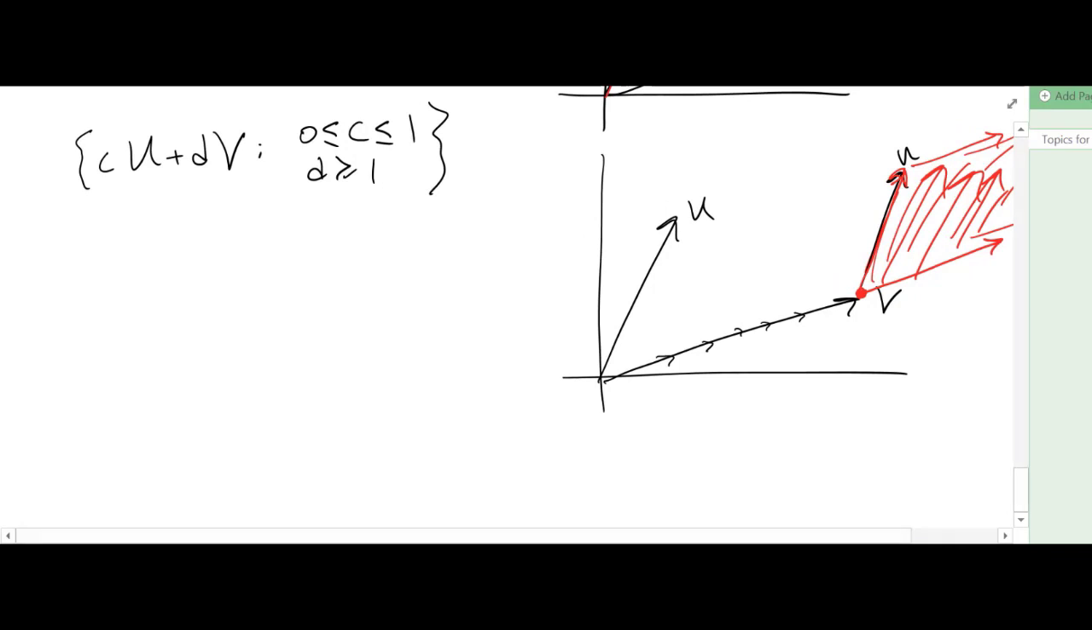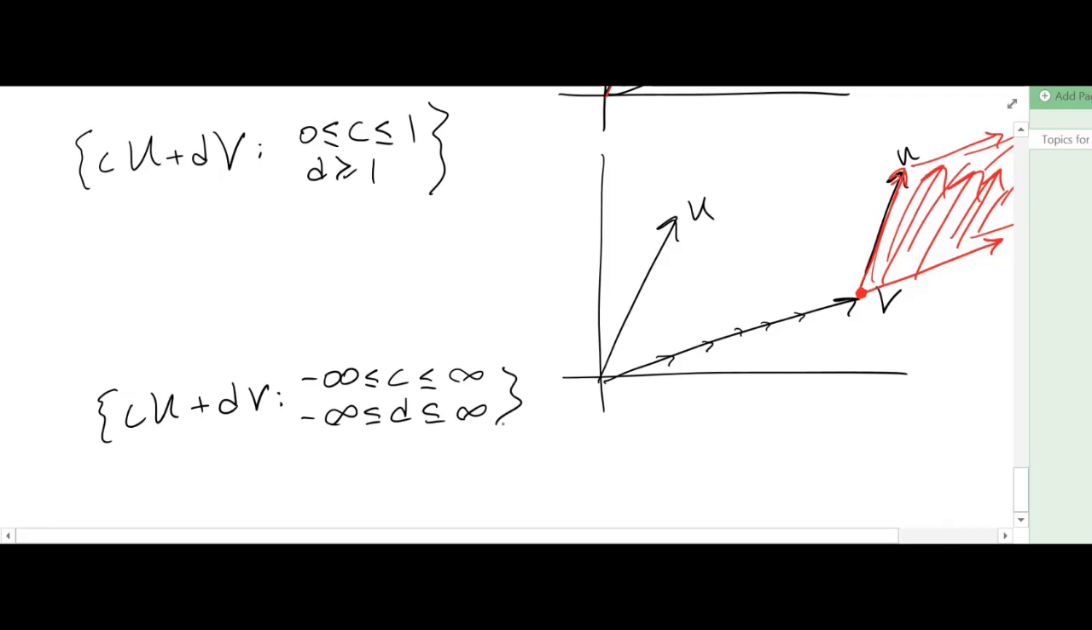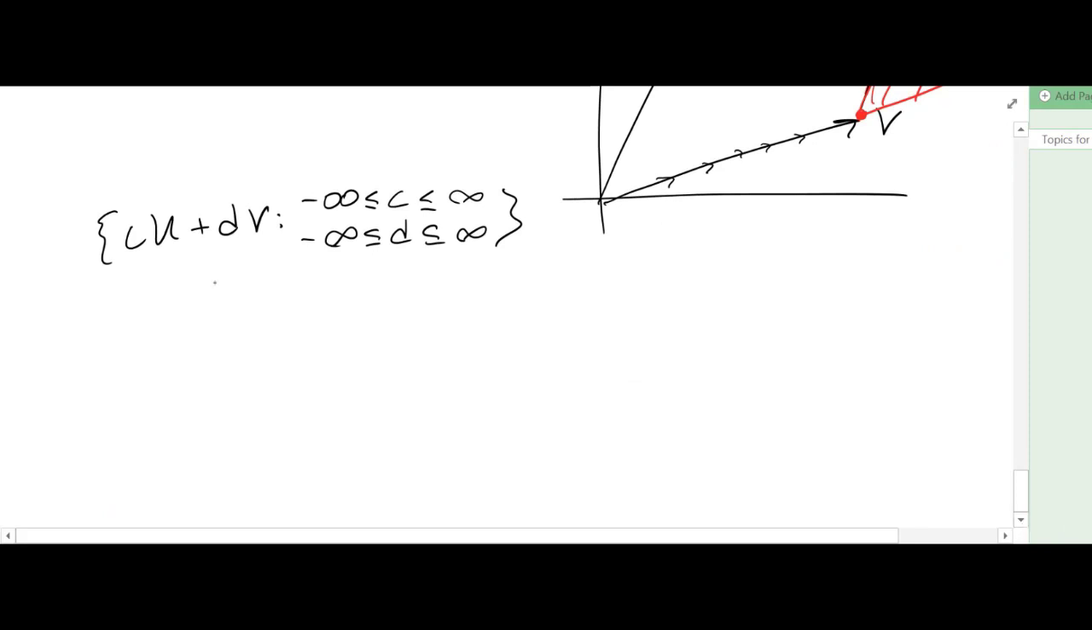What if I allowed c to be between negative infinity and infinity, and d to also be between negative infinity and infinity? So what if we let c and d be any numbers? It would be the entire plane, it would be every vector. So this one would be all of R2, you could say. The whole plane.